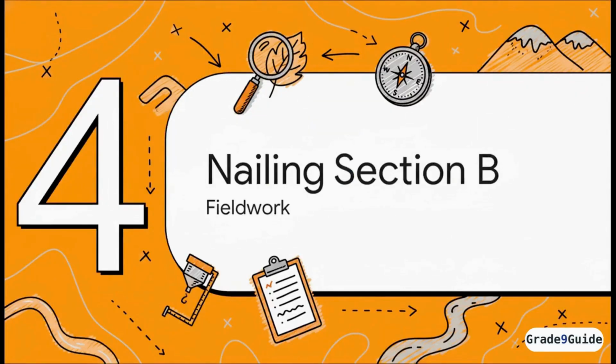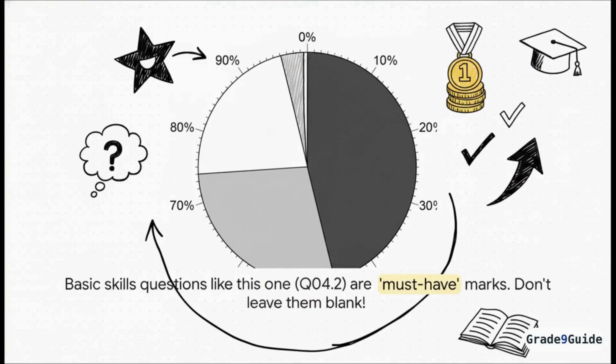Okay, let's switch gears and talk about Section B, fieldwork. Now, this section is home to some of the easiest, most gettable marks in the whole exam. These are the ones we absolutely cannot afford to miss. I mean, look at this, a question asking you to complete a pie chart. These skills questions are basically a gift from the exam board. They are must-have marks. There's only one correct answer, and it should be a guaranteed point in your pocket.